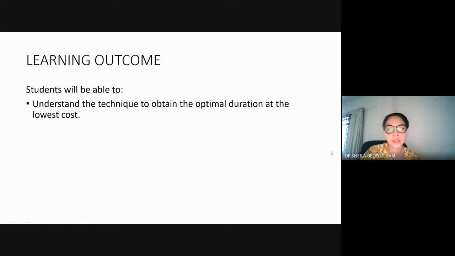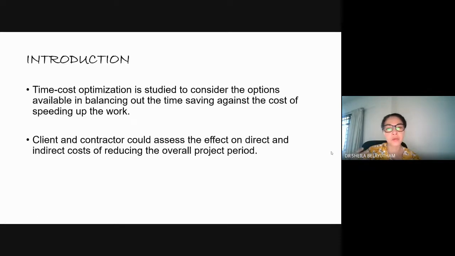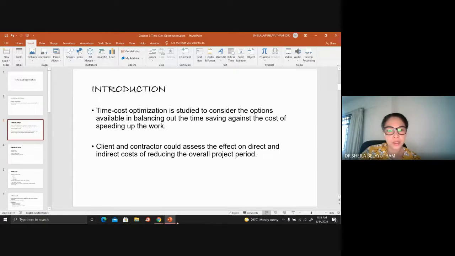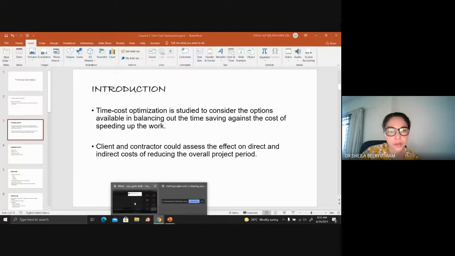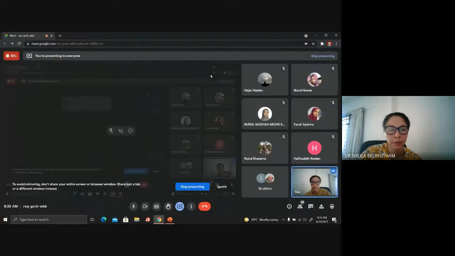time cost optimization. Because sometimes we may provide one duration, for example the one we have provided before this. But how can we be sure? Maybe there are cheaper options than the one duration that we have proposed.